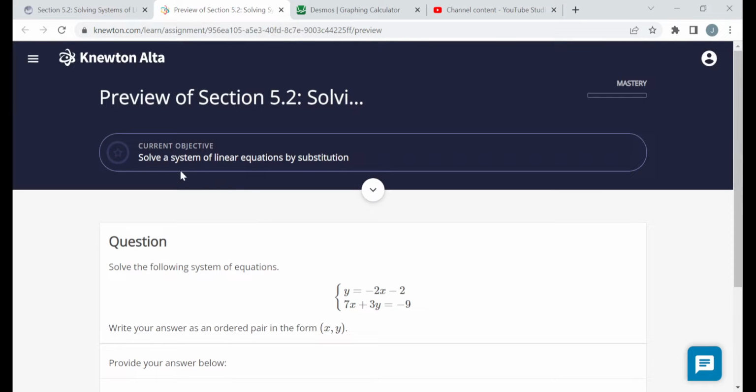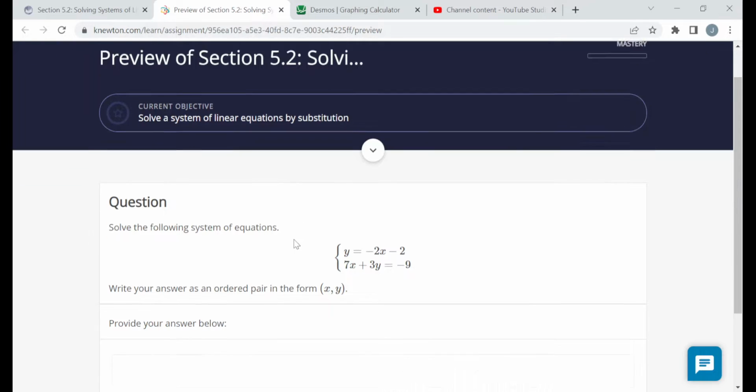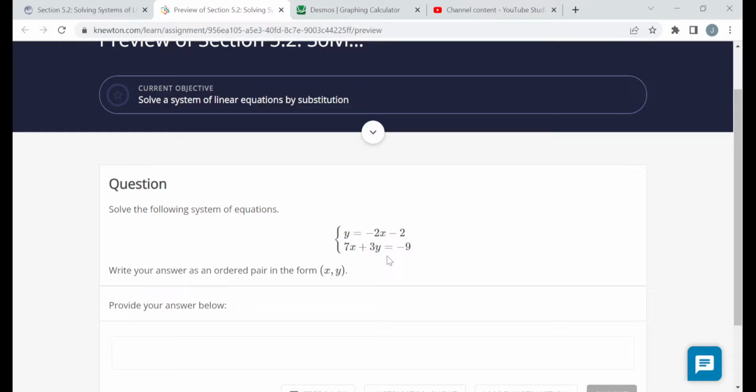Alright, so the only objective here is solve a system of linear equations by substitution. Now you may recall that in section 5.1 we were solving systems of linear equations, right? Two linear equations with two variables, graphs of two lines, and we were solving them by graphing. You graphed both lines and then figured out where they crossed. What was the point of intersection? That was the solution of the system.